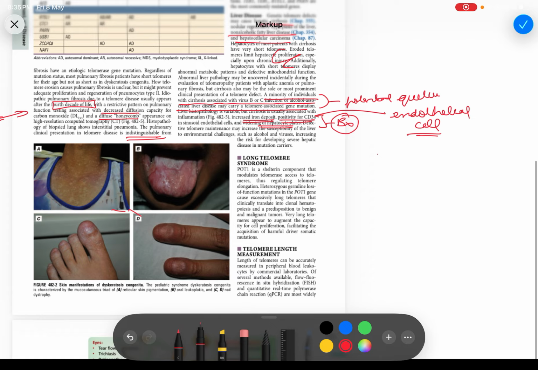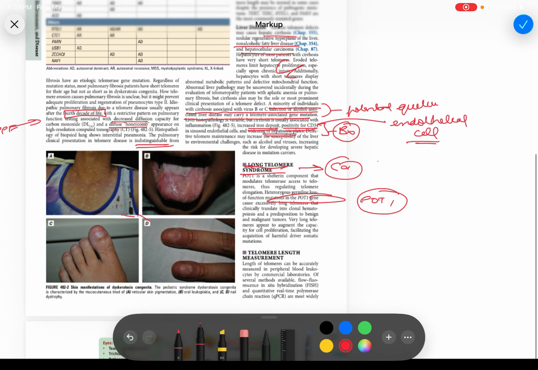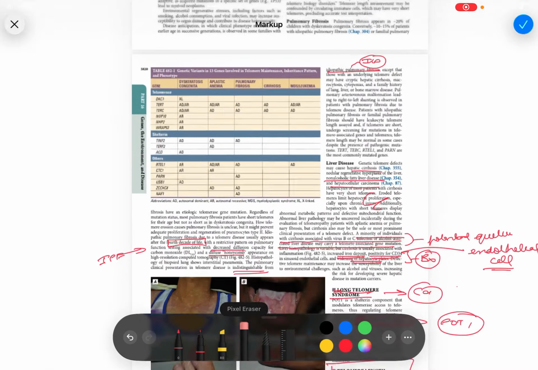Next is the long telomere. If the telomeres are preserved, it causes malignancy. In that, the most associated is POT1. That's it, done. So telomere length, I told already: FISH and qPCR. These are the methods that are involved.